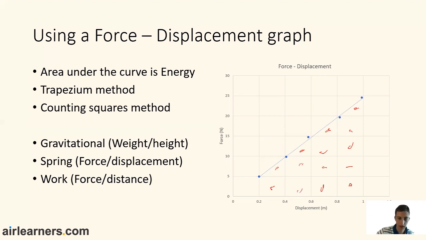So that would be 12 squares. You'd find the energy for 1 square, which would be the difference between here and here, which is going to be 0.2 multiplied by 5, which is 1. So using that method, you'd get 12, or 12 joules, I should specify. So that's kind of how the counting squares method works.